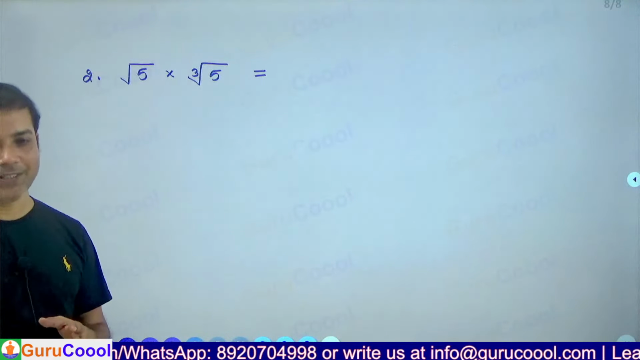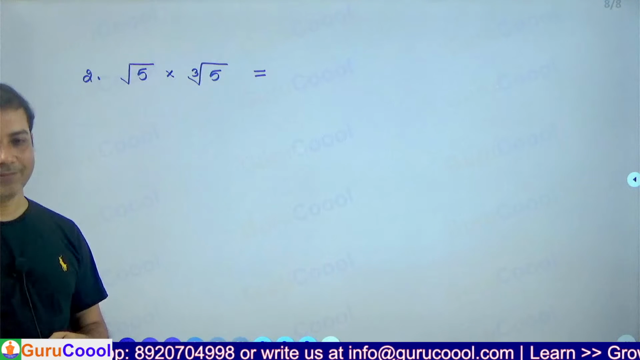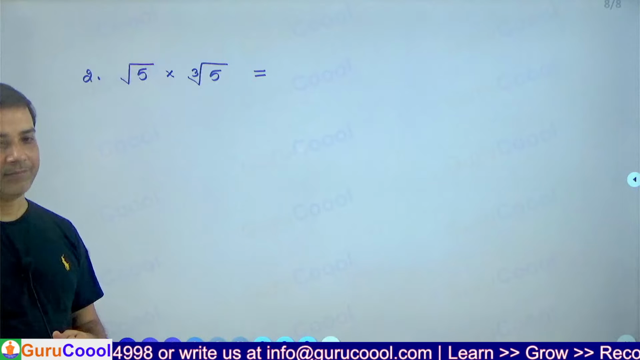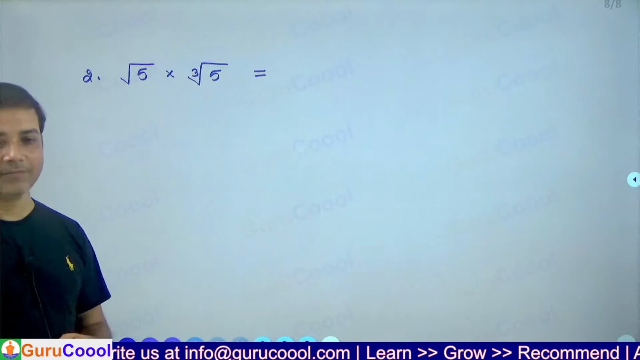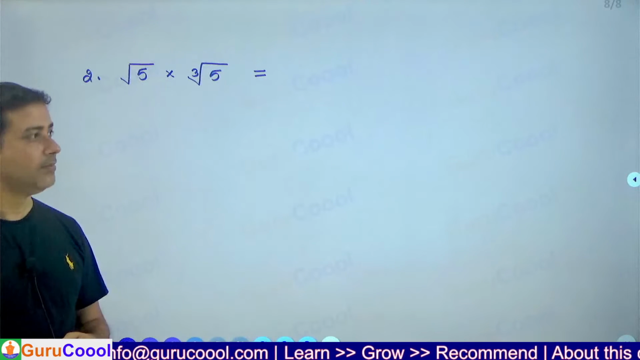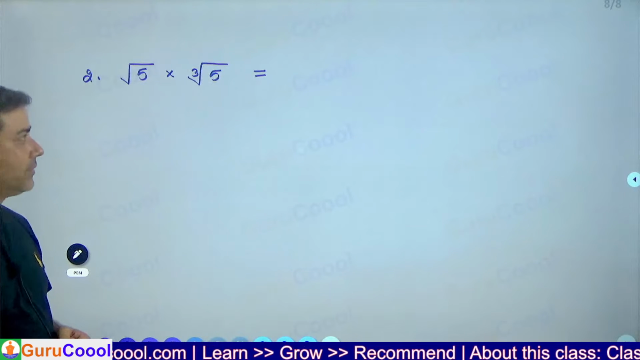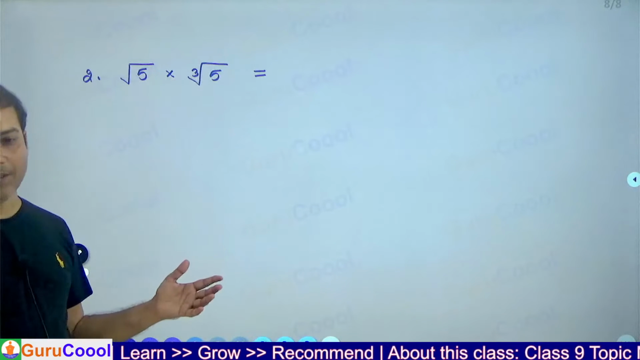5 root 5, are you sure? Making a guess, right? Sir, I think it's 30 because we multiply root 2 and root 3 and root 5, and root 5 is 5. So 6 into 5 is 30. Okay. Let us see it in more detail.